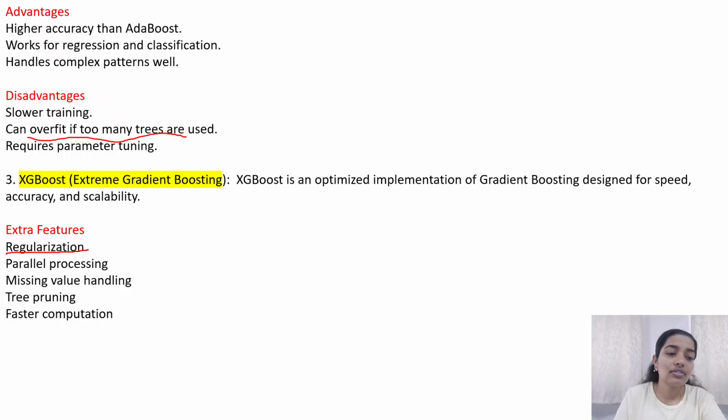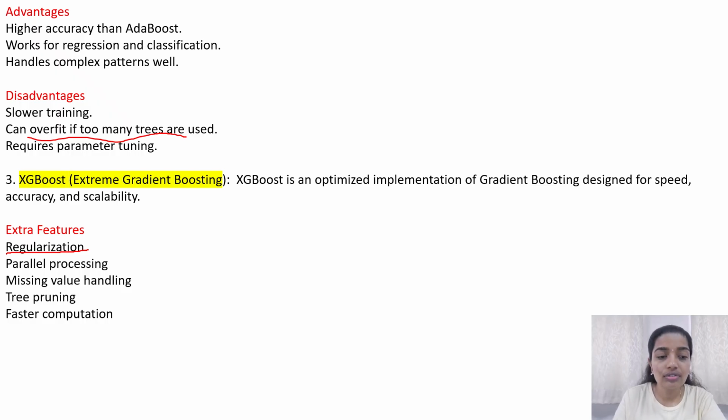we say that it processes in parallel. A very important difference between gradient boosting and XGBoost is that in gradient boosting we train the model sequentially, whereas in XGBoost we perform the processes in parallel. It can also handle missing values.